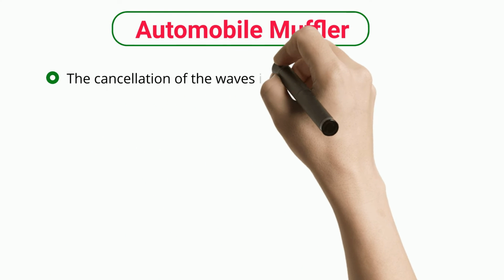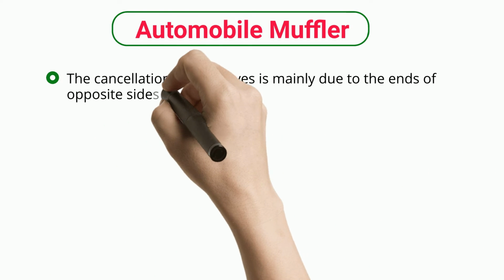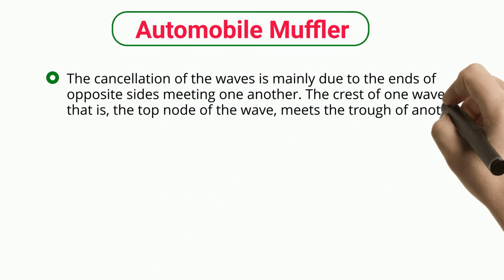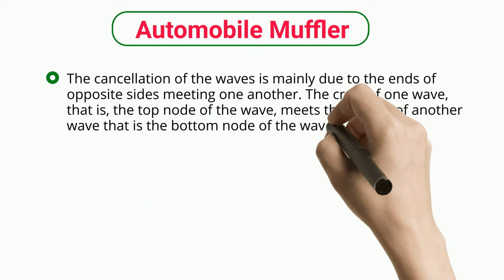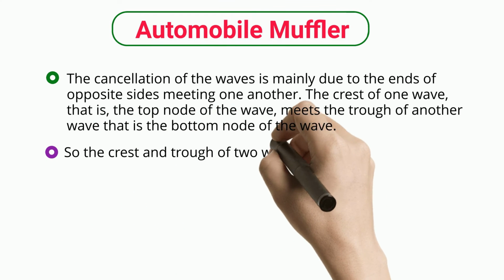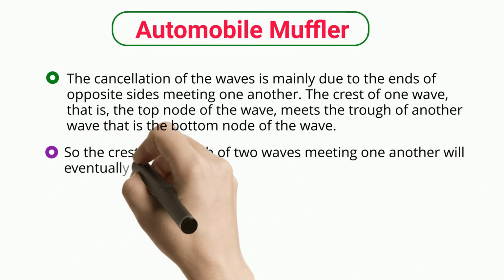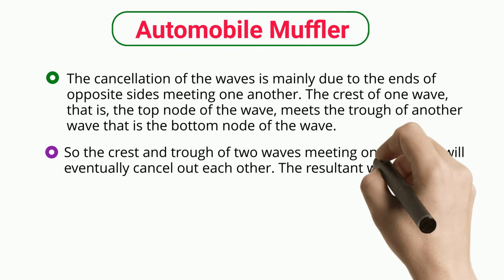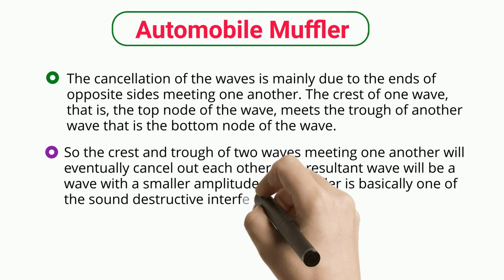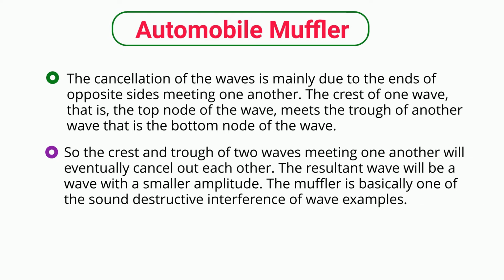The cancellation of the waves is mainly due to the ends of opposite sides meeting one another. The crest of one wave, that is, the top node of the wave, meets the trough of another wave, that is the bottom node of the wave. So the crest and trough of two waves meeting one another will eventually cancel out each other. The resultant wave will be a wave with a smaller amplitude. The muffler is basically one of the sound destructive interference of wave examples. Speaker waves.